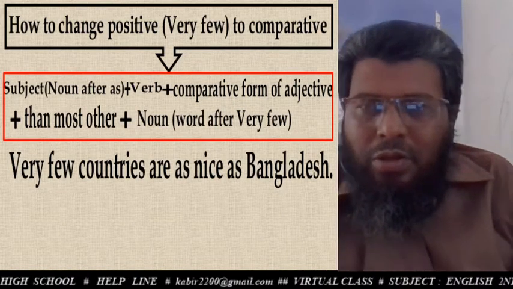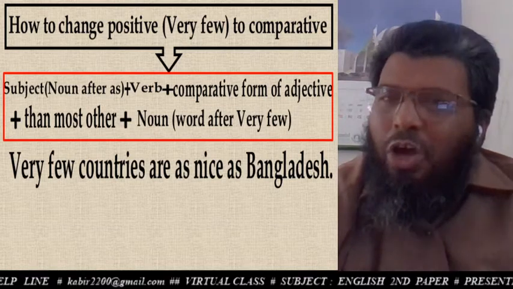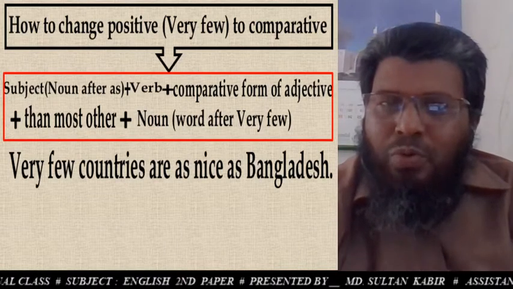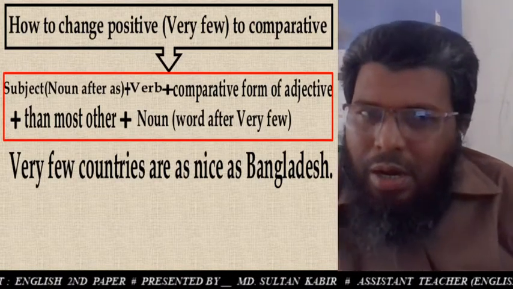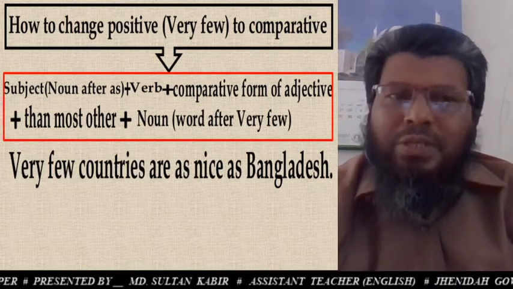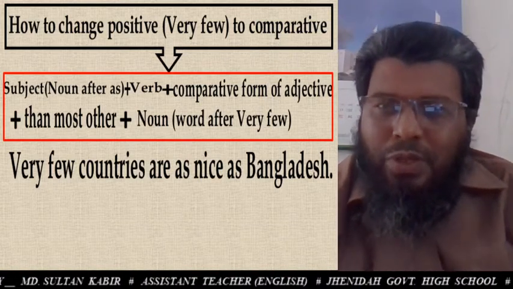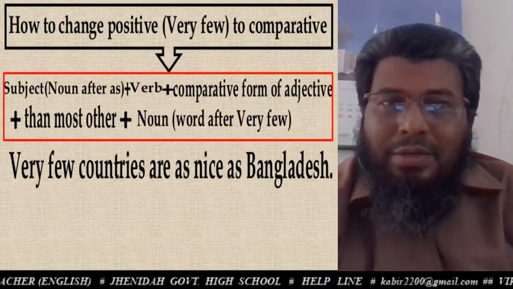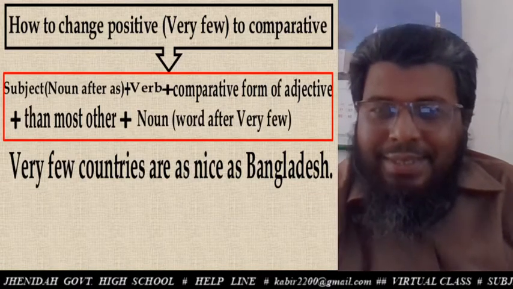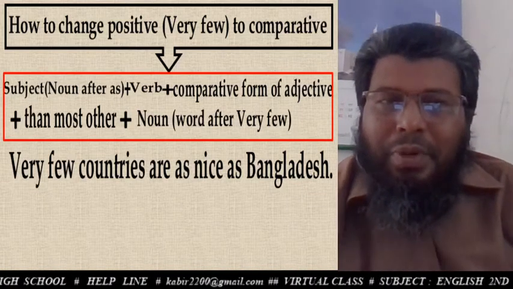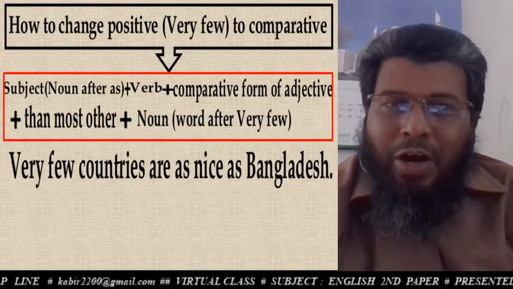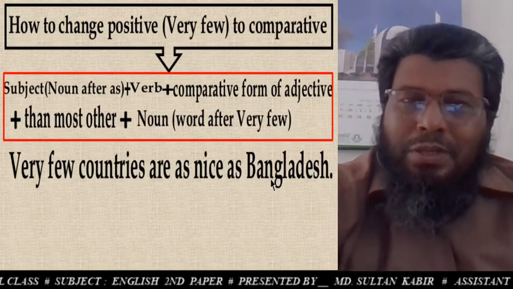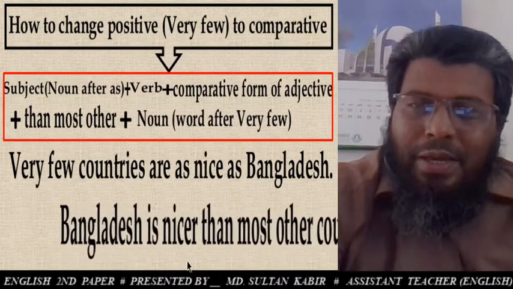Look, the positive degree starts with very few. After very few, the noun used must be plural. And then the verb must follow the noun. Countries is plural, that's why "are" is used here. Okay. And then "as nice as Bangladesh." To make it comparative we will use the noun after "as." So here after "as" the noun is Bangladesh. So we will use Bangladesh as the subject. Okay. So Bangladesh, then the verb.